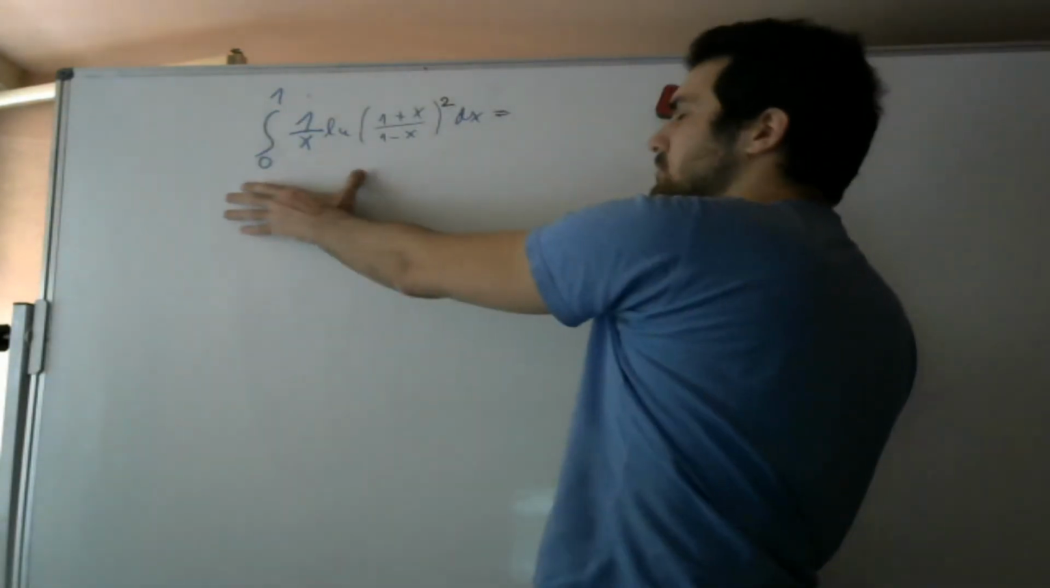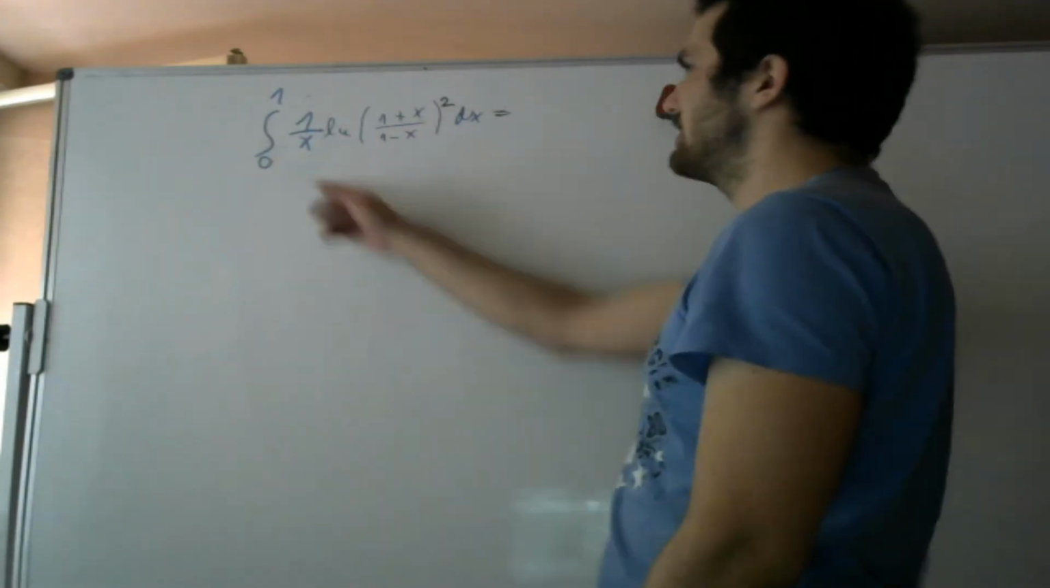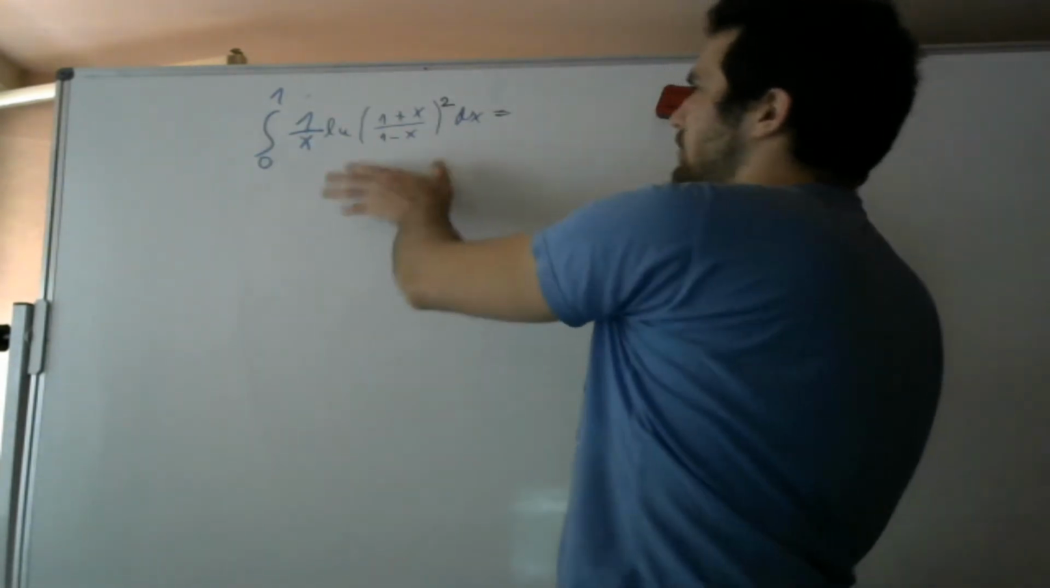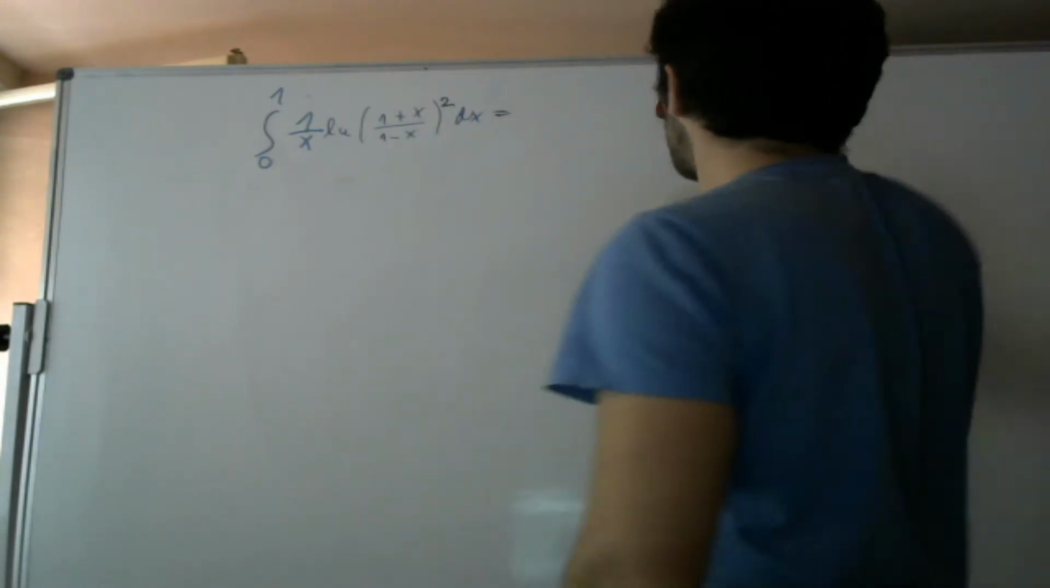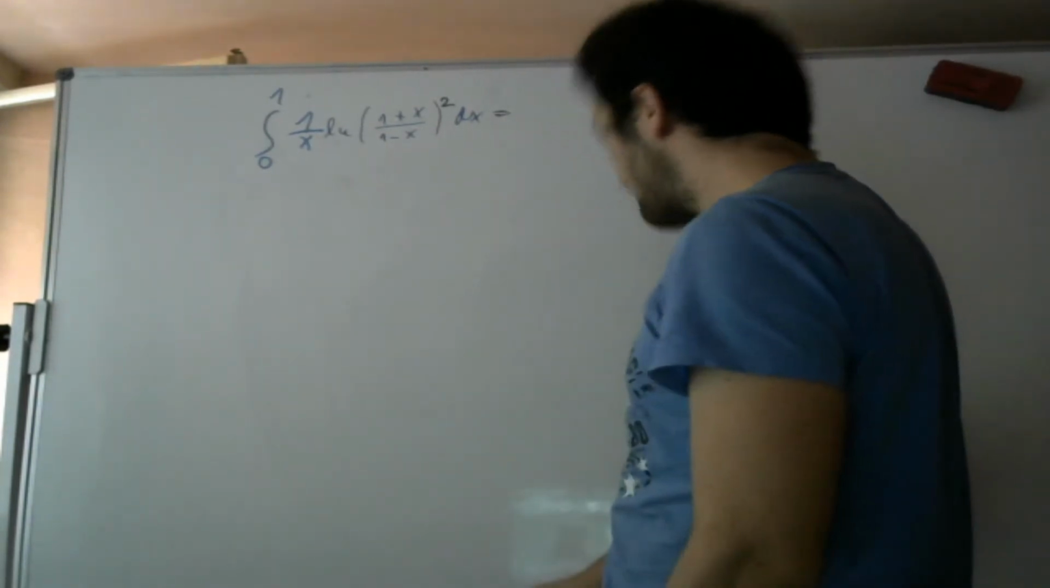In this video we will consider the integral from 0 to 1 of 1 over x times ln of (1 plus x divided by 1 minus x), everything to the power of 2. So how will we do this integral?